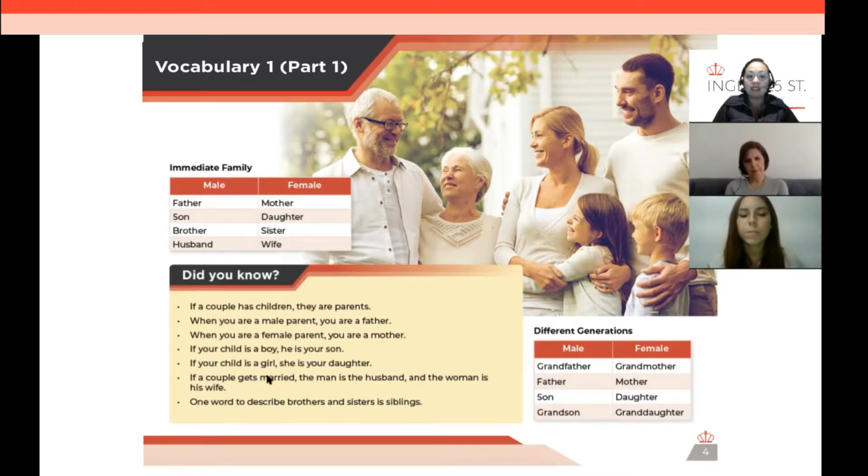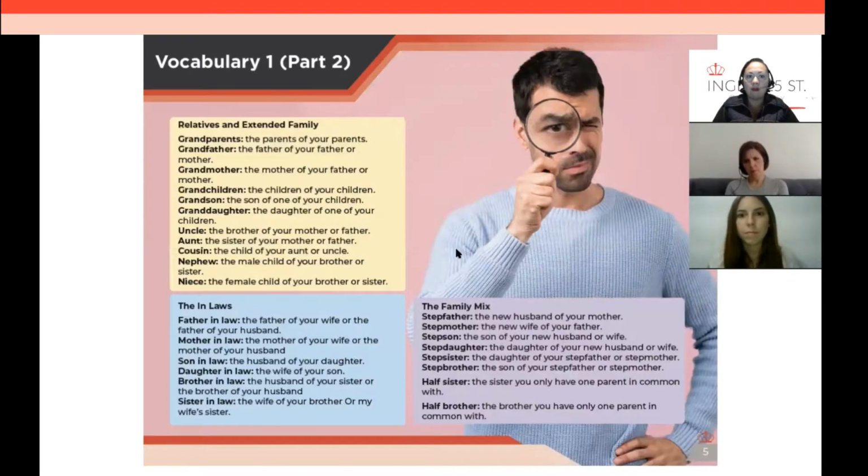If a couple gets married, the man is the husband and the woman is his wife. One word to describe brothers and sisters is siblings, okay? So brothers and sisters is the same as siblings. Siblings is hermanos, hermanas. Okay, we are going to continue seeing some other relatives and extended family, okay?